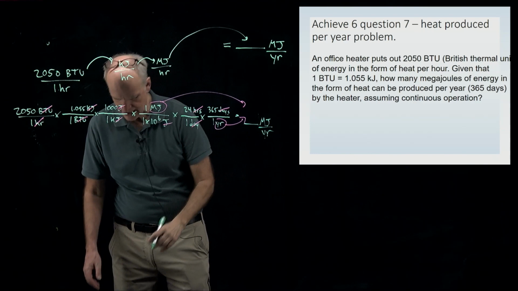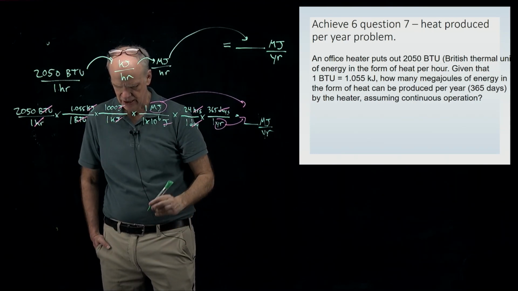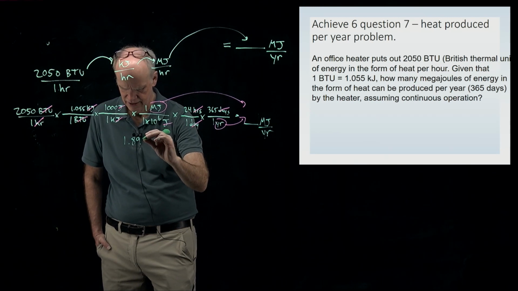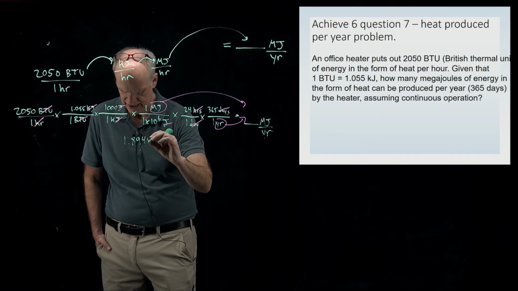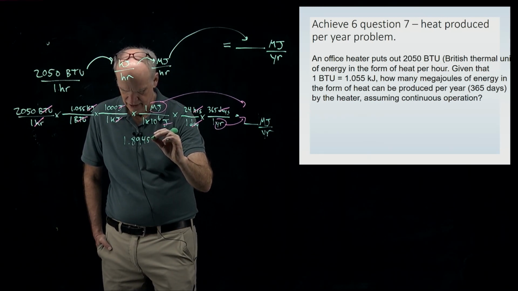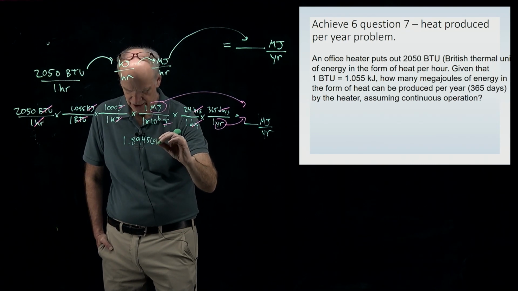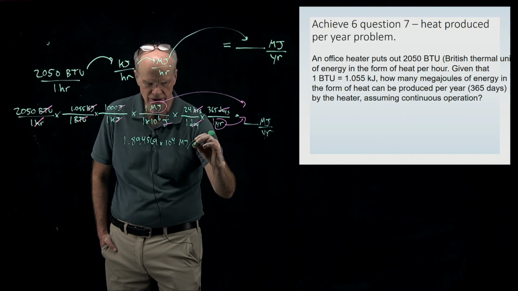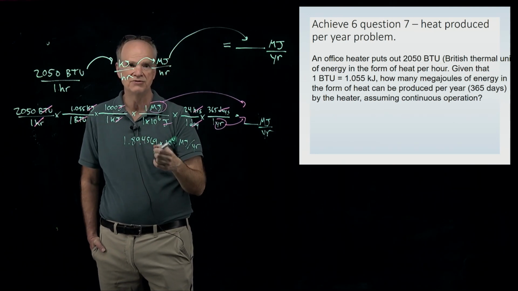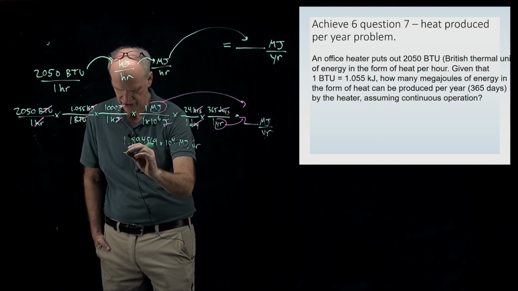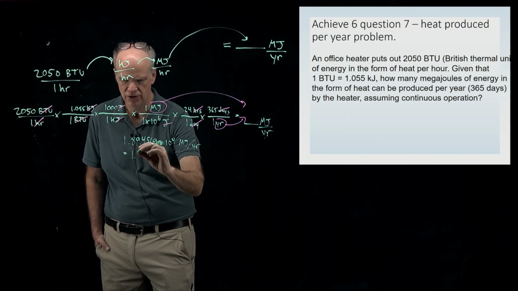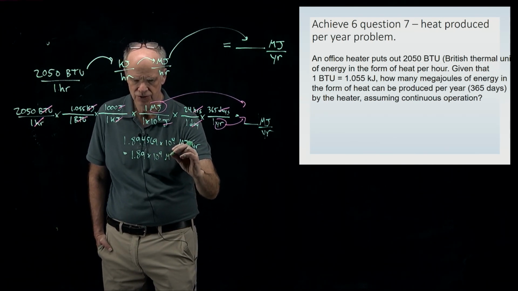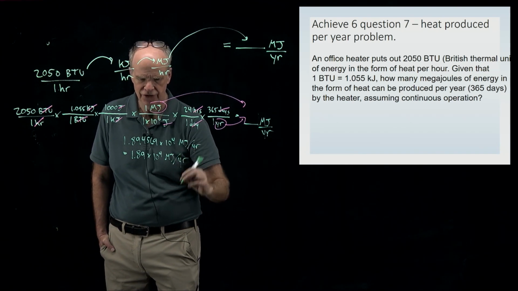Okay, so when I did this earlier and I did the math, I got 1.894569 times 10 to the 4 megajoules per year. And so you will have to round this to 3 significant figures. And so if you do that, I get 1.89 times 10 to the 4 megajoules per year. And that should be the answer.